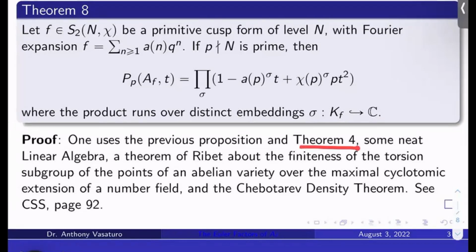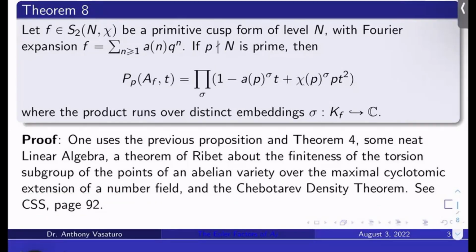It also uses theorem 4 from the chapter. It uses some neat linear algebra, a theorem of Ribet on the finiteness of the torsion subgroup of points of an abelian variety over the maximal cyclotomic extension of a number field, and the Chebotarev density theorem. So lots of high-powered stuff. This is all taken care of in CSS page 92.